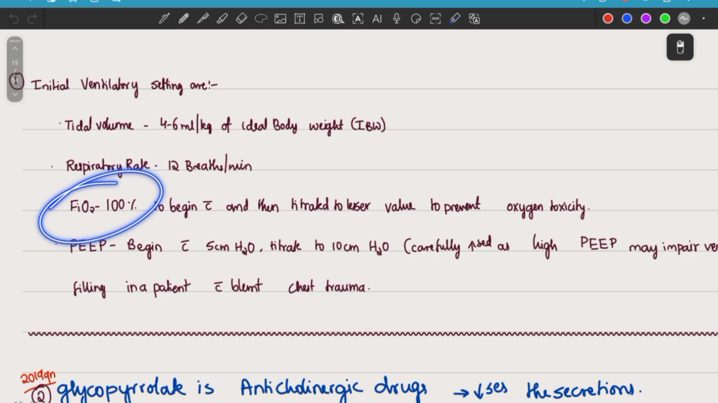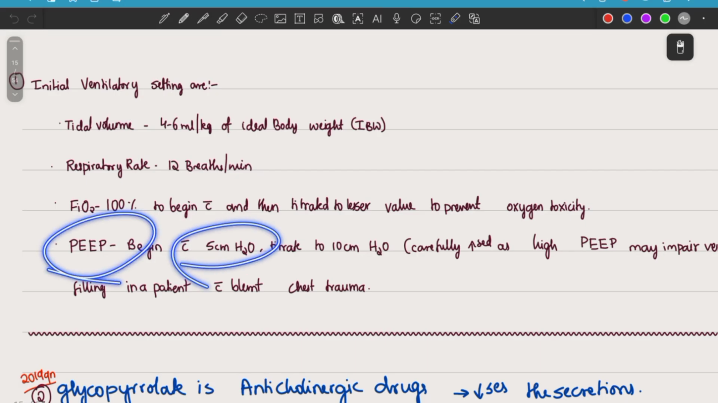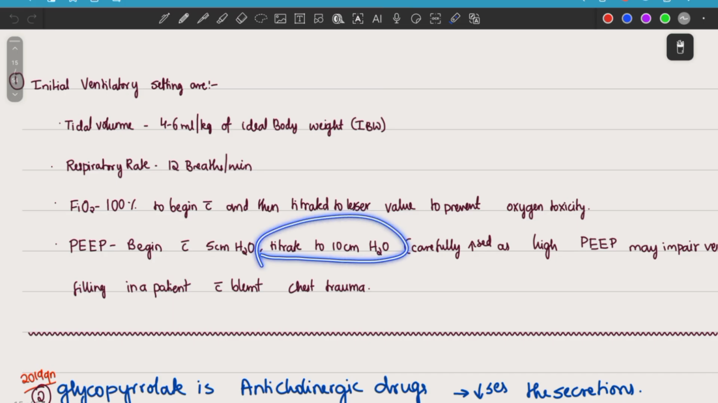FiO2 is first initially kept at 100%, okay? In our patient, it was 90 to begin with. Then we will titrate it lower. So with FiO2, first our concern is to get sufficient oxygen immediately, so we'll keep it high, so the fraction of oxygen received by the patient is very high. After some time, we will reduce it to prevent oxygen toxicity. The PEEP is being kept at 5 cm of water. Then we will titrate slowly higher.